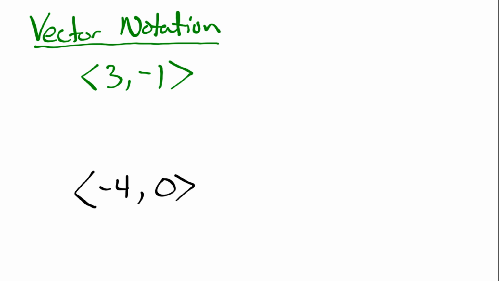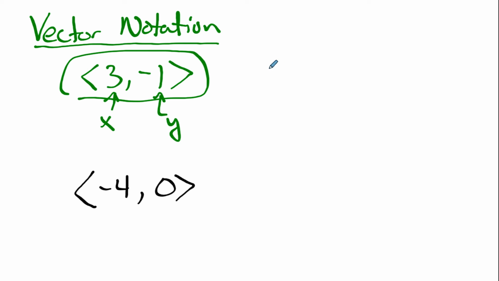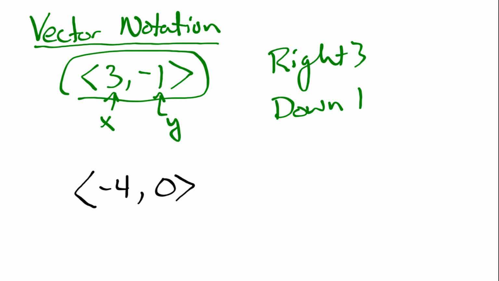The second type of notation is called vector notation. In vector notation, you'll see two parenthesis-looking shapes, which are pretty much a greater than, less than sign as your open and closed parentheses. The first number in vector notation is the change in the x. The second number is the change in the y. So simply vector notation of 3, negative 1 tells us that we would move right 3, and down 1. So you take every point in the pre-image, move right 3, down 1.